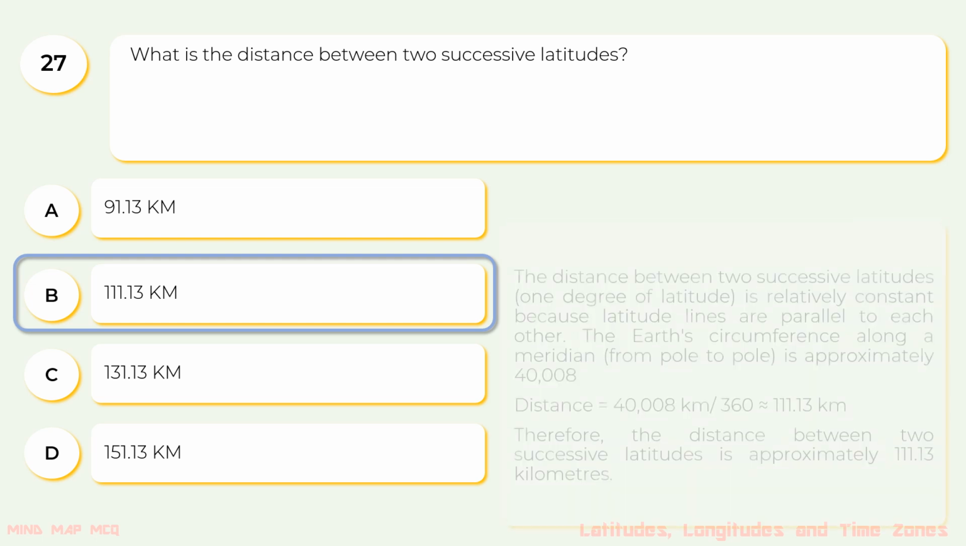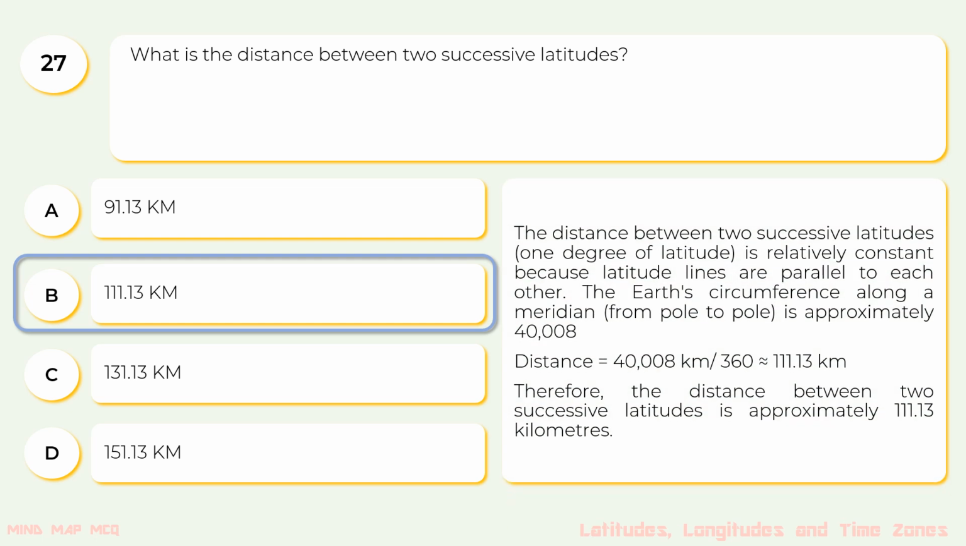111.13 kilometers. The distance between two successive latitudes, 1 degree of latitude, is relatively constant because latitude lines are parallel to each other. The Earth's circumference along the meridian from pole to pole is approximately 40,008 kilometers. So the distance between two successive latitudes would be 111.13.